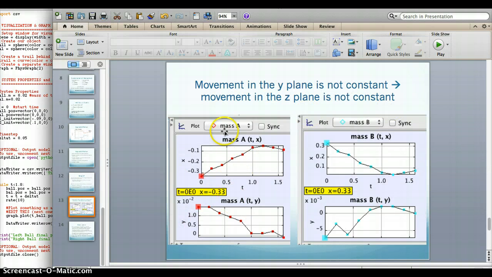We see here, after seeing the x direction and the y direction, that the movement in the y plane is not constant, and thus this means that the movement in the z plane is not constant since the table is flat.